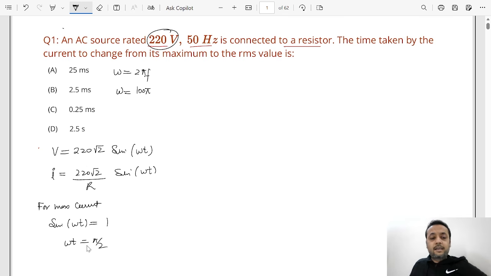So the idea here is that I'm choosing just one of the values. The smallest possible value will be when omega t is pi by 2. So you can see that t is pi by 2 omega. At this time, current is maximum.